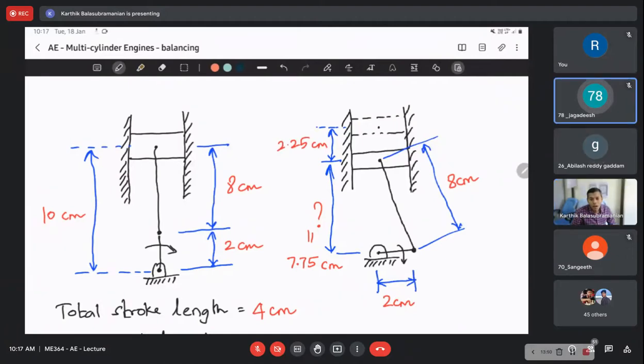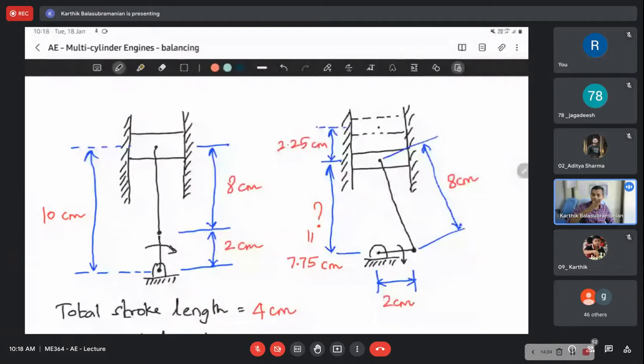2.25, sir. Why it is 2.25 and not 2 centimeter? See, the crank throw is 2 centimeter vertical. Now it has become 2 centimeter horizontal. So 2 centimeter should have come down, right? Why it is 2.25? Why not 2? Well, because the connecting rod is somewhat angular, so it is moved down by a distance greater than 2 centimeter. Yes. The connecting rod is not vertical.